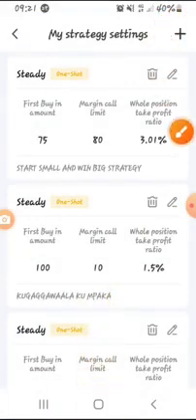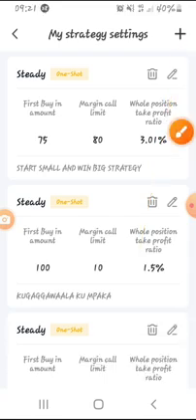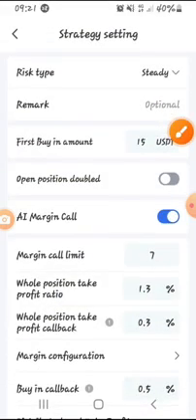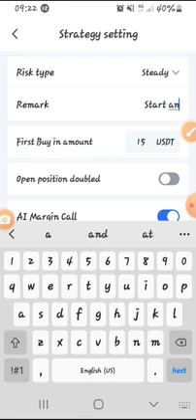If you don't have any strategy, then you will find a word add now, but for me, I have defined strategies. Then you can click add, or you can just look on your right hand side, then you click the plus sign. Once you click on the plus sign, you are going to find different options here which you are going to set. First of all, you need to name that strategy. You can say start small and win big strategy.